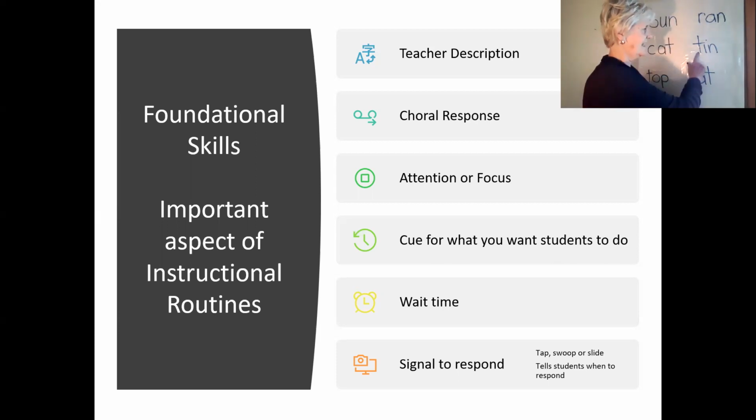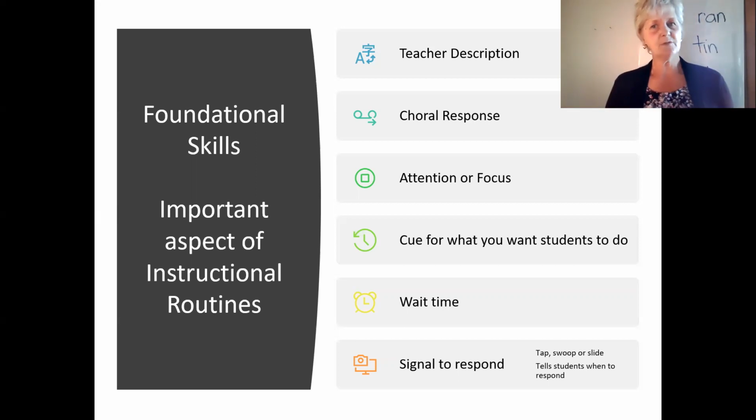Or I may say blend, and students begin the blending process. Or I may say word, and they read the whole word. So the cue is not long, but it's really focused on what it is you're going to ask of them in a moment. Wait time.